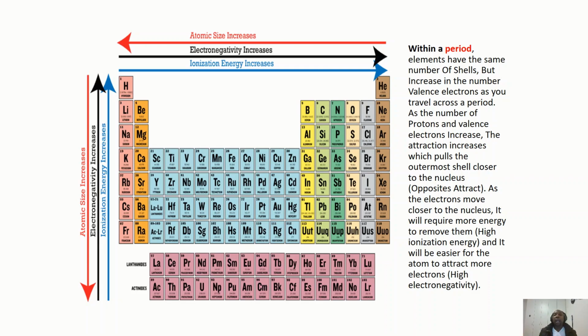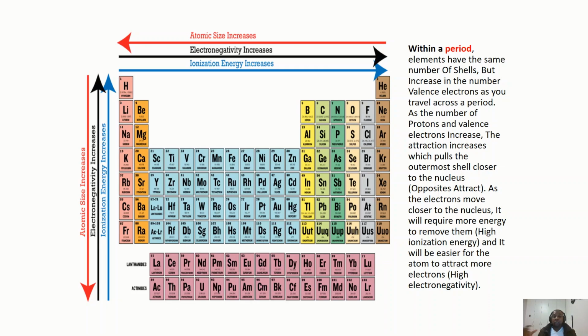And that is why, let's read further. So the attraction increases, which pulls the outermost shell close to the nucleus. See, so if you have a lot of protons, the positive charge in the nucleus, and you have so many electrons also outside, what is going to happen is the positive charge in the nucleus is going to attract the electrons to itself. So that means you're going to be shrinking the shell.